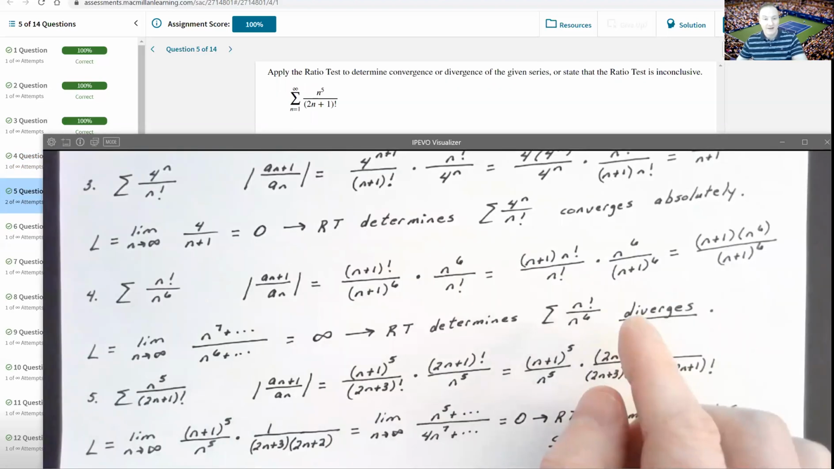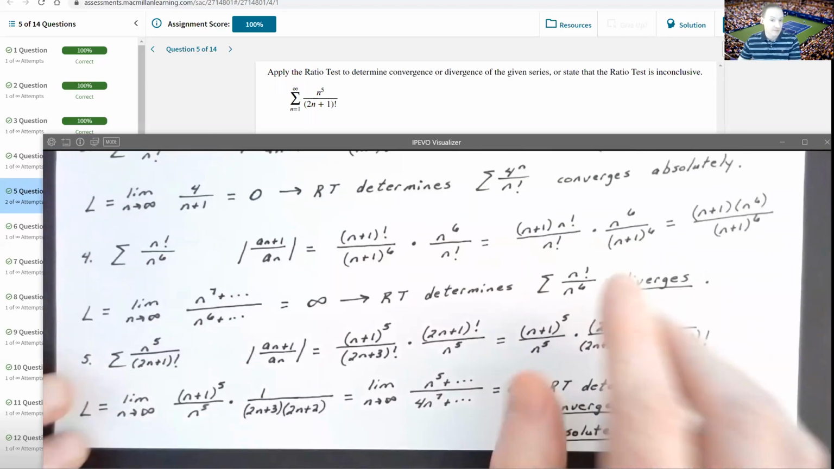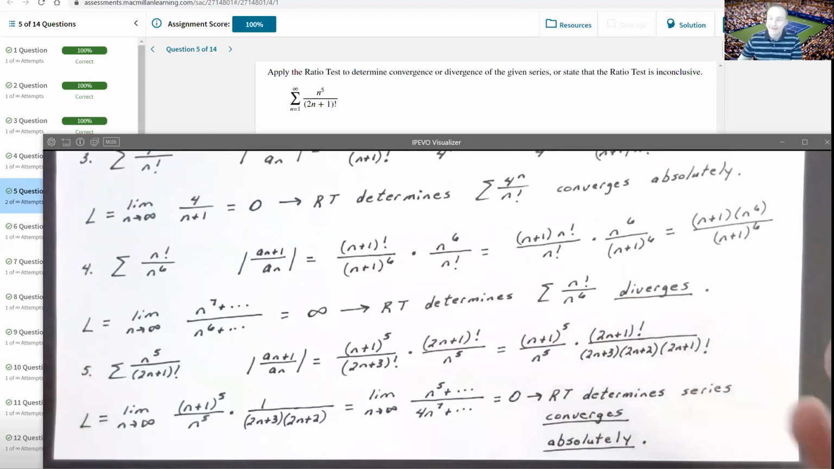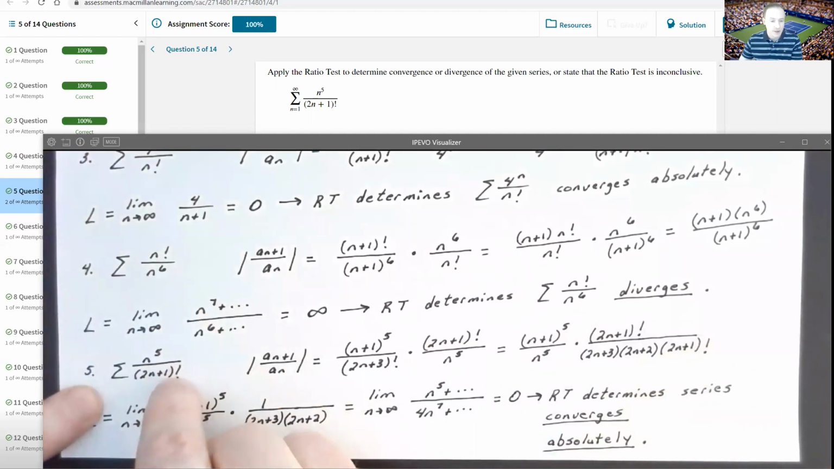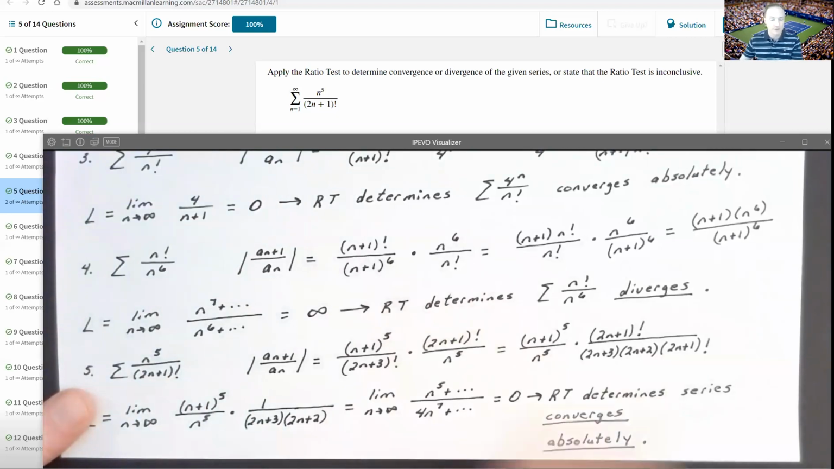For number 5, similar type of question. Yes, I want to show out the work because I want us to get experience using the ratio test, but there is no reason that you couldn't have just looked at this original problem and said, I know it converges. How do I know it converges?